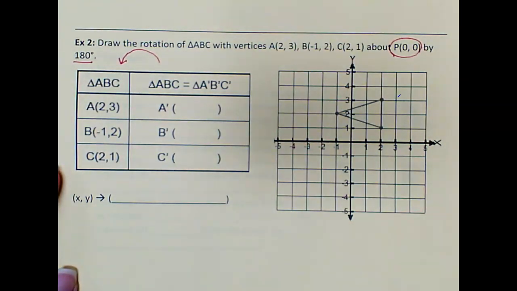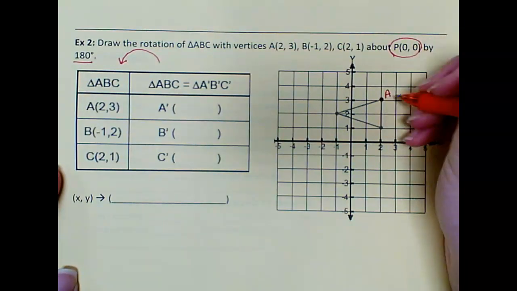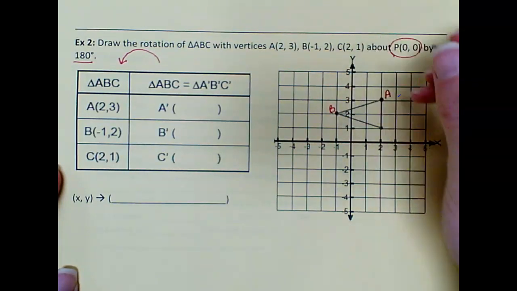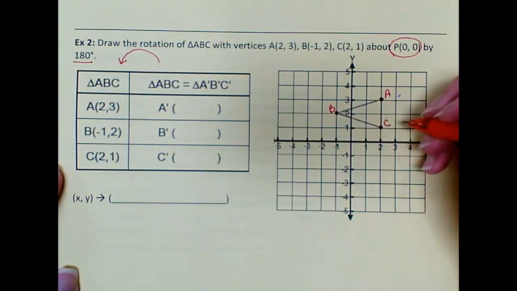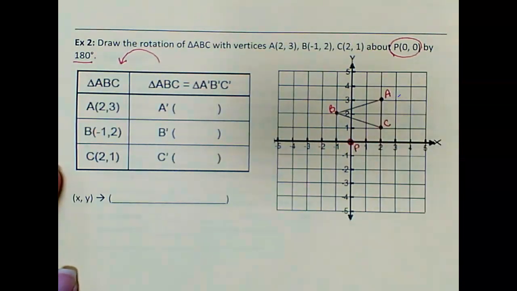So I'm going to go label my points on my pre-image. A is at (2, 3). B is at (-1, 2). C is at (2, 1). And point P, the center of the rotation, is at the origin.